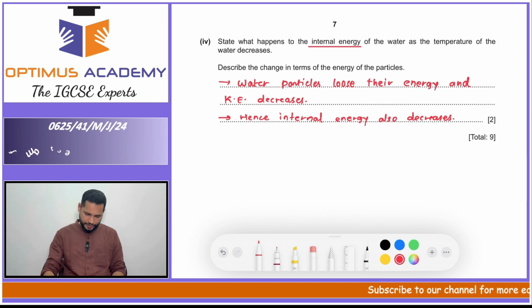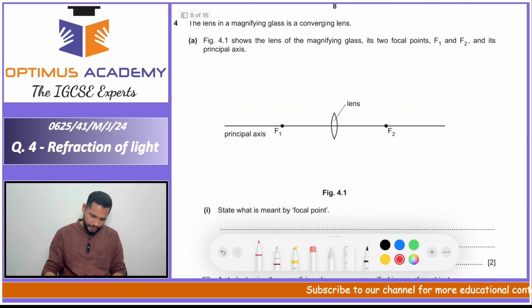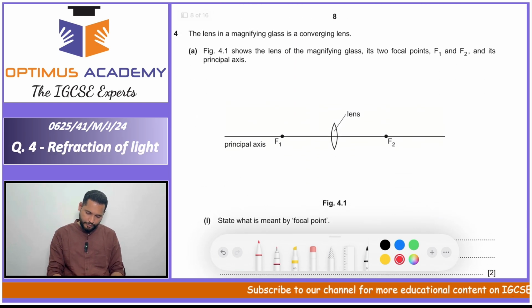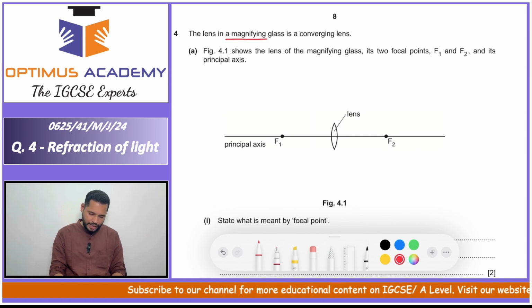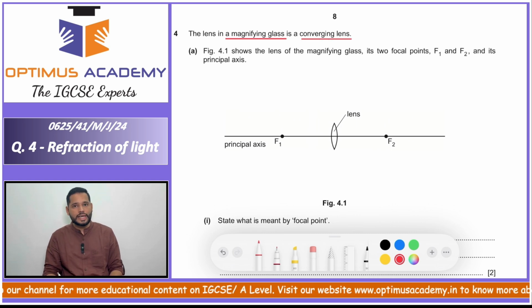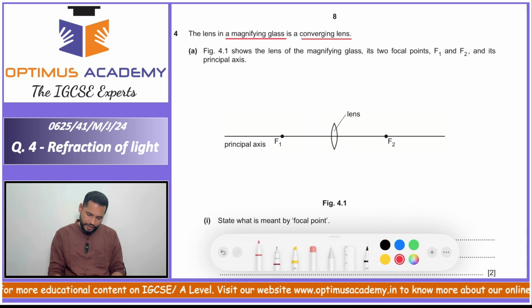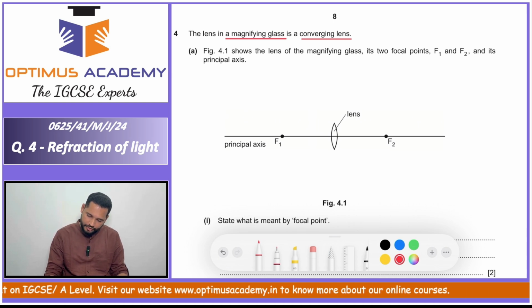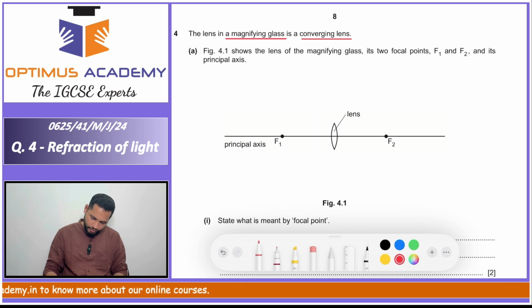We will move to the next question now, that is question number 4. The question is about the chapter light and the lenses. The question says the lens is a magnifying glass. The lens in a magnifying glass is a converging lens. We know that a converging lens can be used as a magnifying glass. Figure 4.1 shows the lens of a magnifying glass, its two focal points f1, f2 and its principal axis. The first question they are asking is to state what is meant by the focal point.